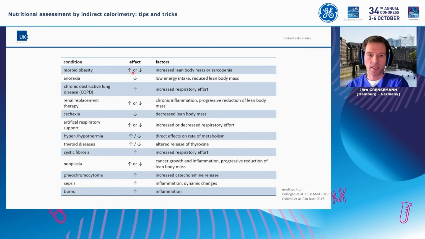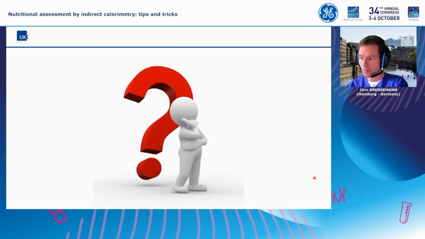Just for example, in obese patients, we may either have an increased lean body mass or we have sarcopenia. So in the first case, the energy expenditure increases, and in the second one, it decreases. Or if we look at carcinomas, neoplasia, then we have the same thing, that we may have inflammation leading to an increase of energy expenditure, or we have a progressive reduction of lean body mass leading to a decrease, and we cannot anticipate that. So we need some method of measuring. But what to do?